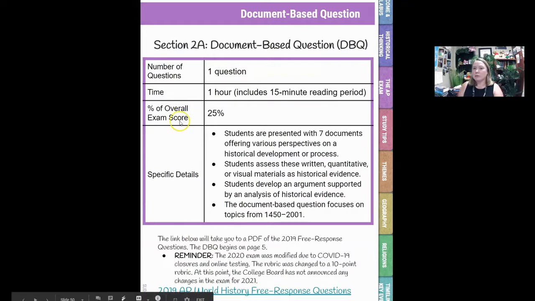And then we get into the document-based question, which is the big essay where they're given 7 different documents and they have to respond to a prompt using those documents along with other evidence to support that prompt. A very difficult essay which we'll be working on starting in October.